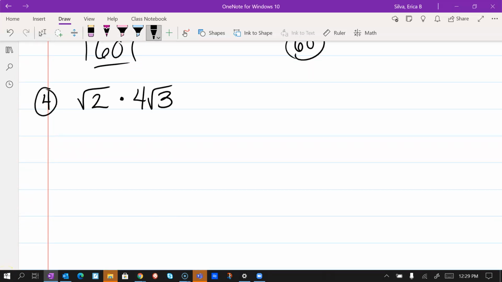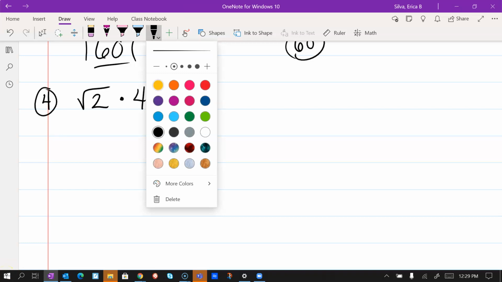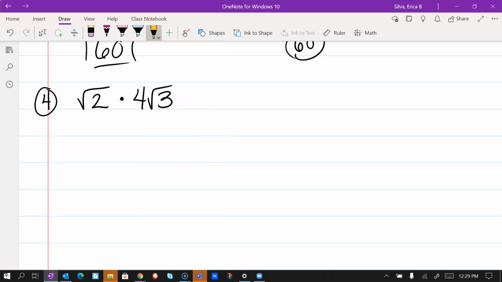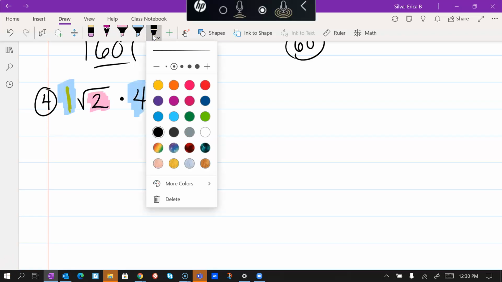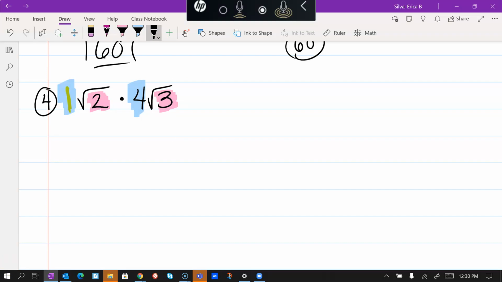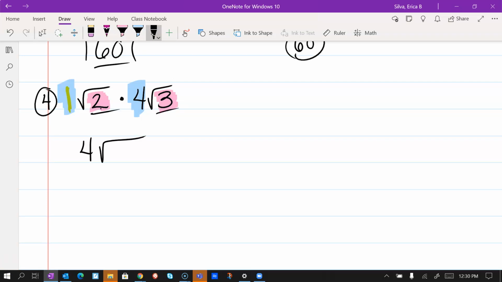And this one, if there is no number in front of that radical, or if it does not have a coefficient, there's an understood 1 there. All right, so if you got 4 times the square root of 6, you are correct. We did 4 times 1 is 4, and then 2 times 3 is 6. So 4 square root of 6.